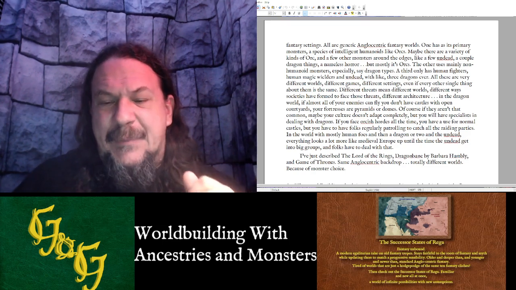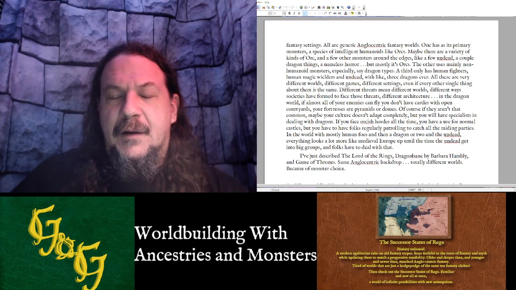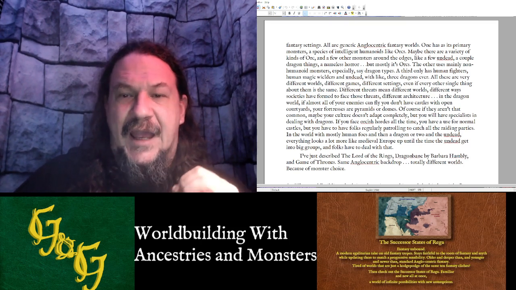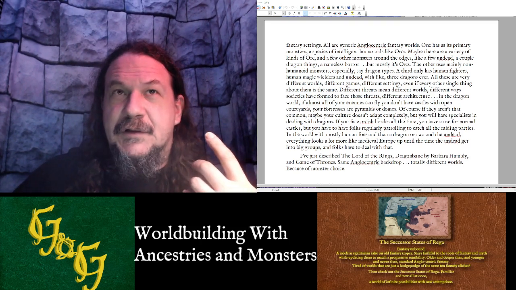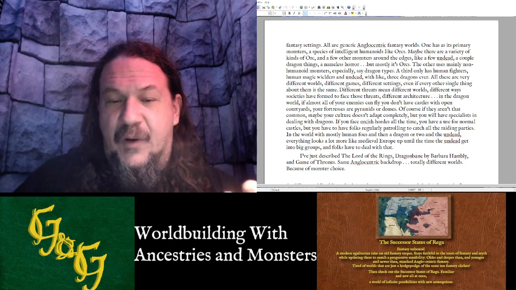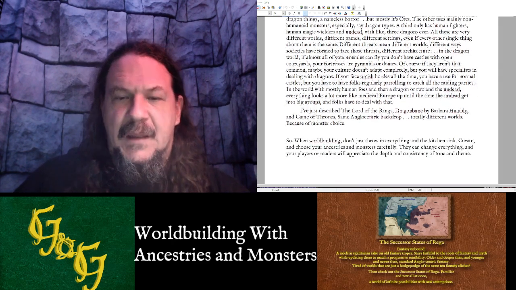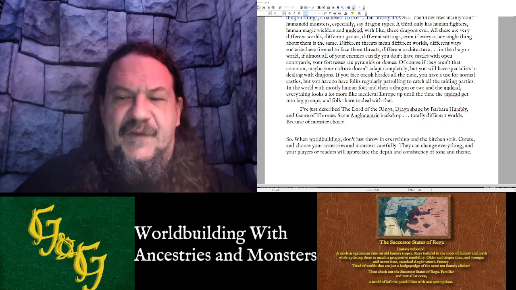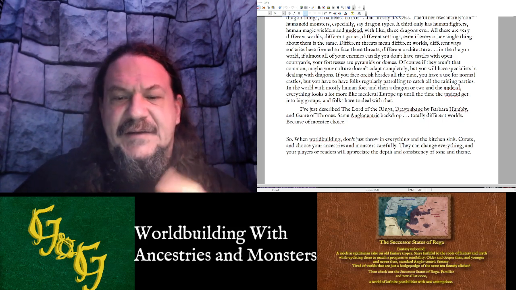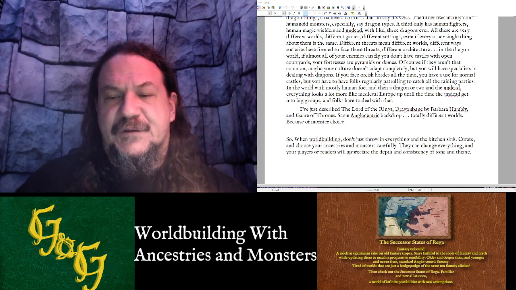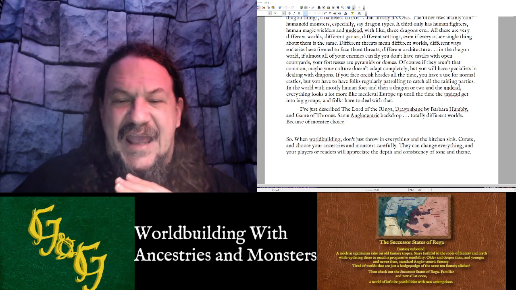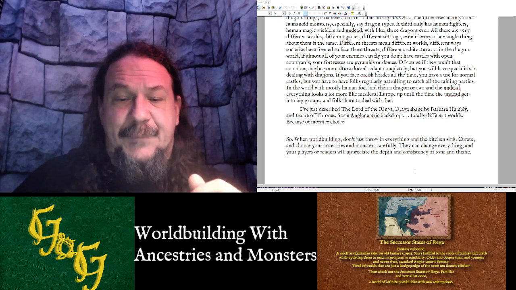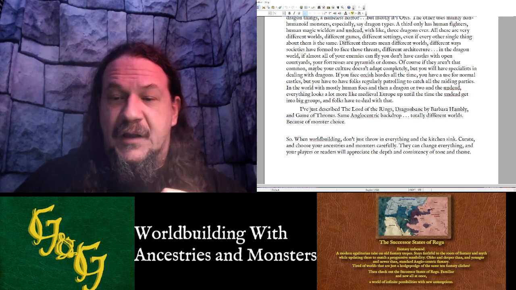They have the same Anglo-centric backdrop, but they are totally different worlds because of monster choice and because of racial or ancestry choice. So when world building, don't just throw in everything and the kitchen sink. Curate and choose your ancestries and monsters carefully. They can change everything, and your players or readers will appreciate the depth and consistency of tone and theme.